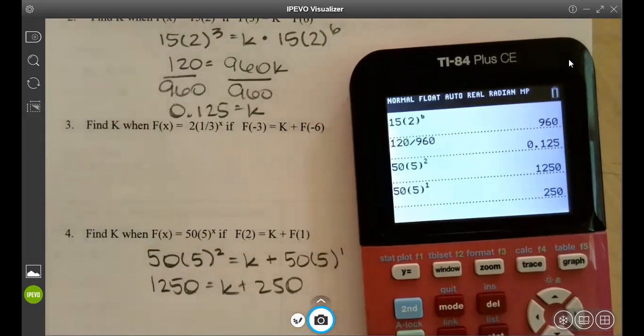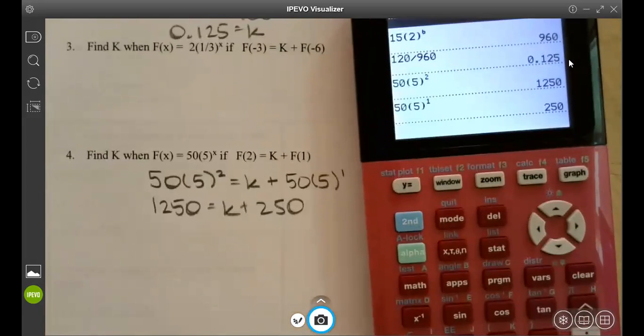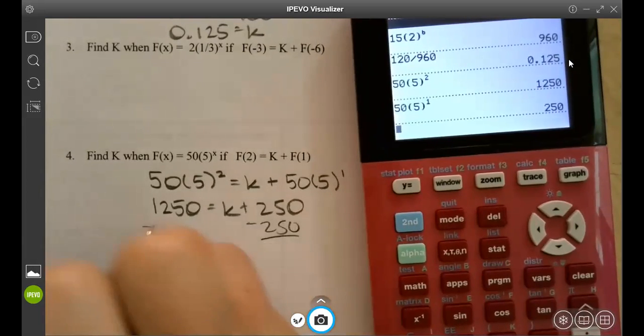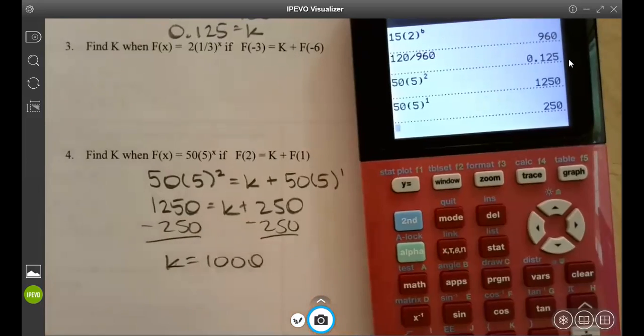And how would I solve for K? Take it away, subtract 250. Perfect. And K equals 1,000. The other one's just a little bit different because it has a fraction, but it's exactly the same. So you evaluate it exactly the same.